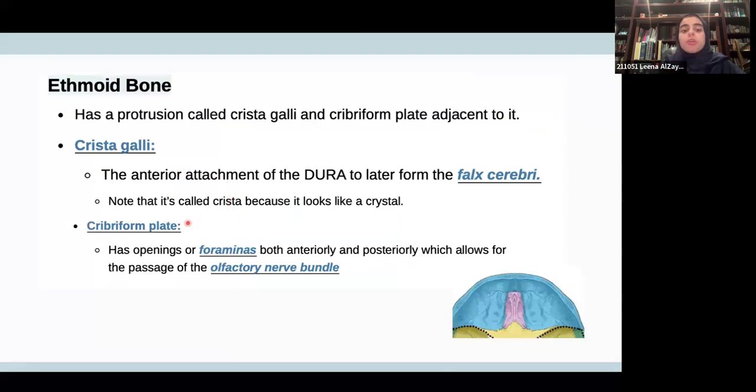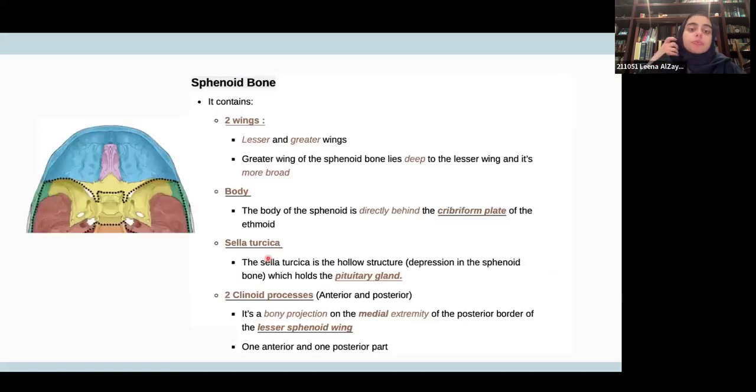The ethmoidal bone is where the crista galli is, which is this purple thing. And just so you know, the crista galli, which is the protrusion in the ethmoid bone, this kind of plate, is where the dura mater attaches. The falx cerebri that separates the two hemispheres attaches there. And it also has olfactory nerve bundles and foramina to pass smell and stuff like that.